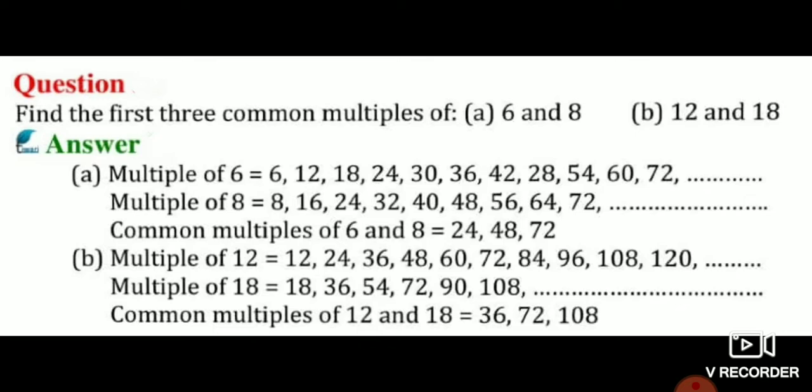So therefore 24 is the first common multiple of 6 and 8. The number which is present in both the multiples of 6 and also the multiples of 8 is 24. Therefore it is a common multiple. Next 48. The 48 is also present in both the multiples of 6 and the multiples of 8. Therefore 48 is a common multiple of 6 and 8. It is the second common multiple of 6 and 8.